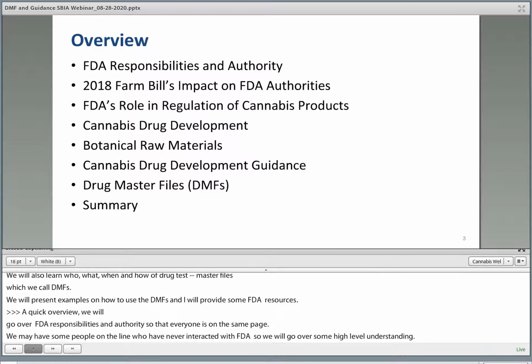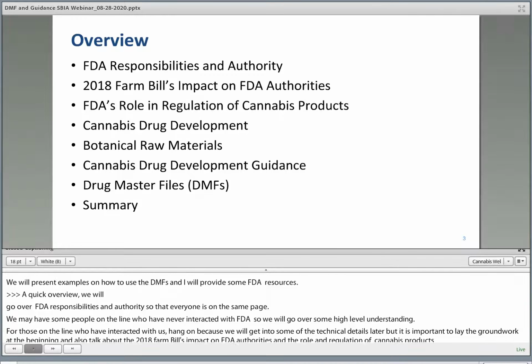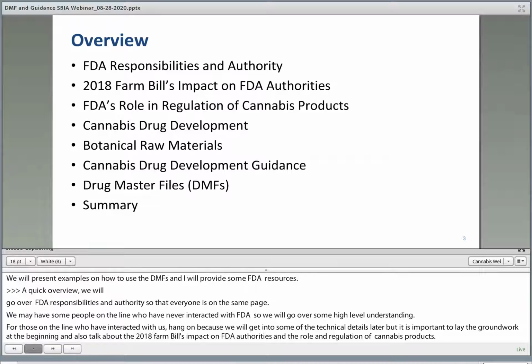We'll also talk about the 2018 Farm Bill's impact on FDA authorities and then FDA's role in the regulation of cannabis products. And then I'll talk about cannabis drug development, botanical raw materials, and then I'll delve into our new cannabis drug development guidance that's in draft, and then we're going to talk about those drug master files, and then we'll wrap it up at the end.